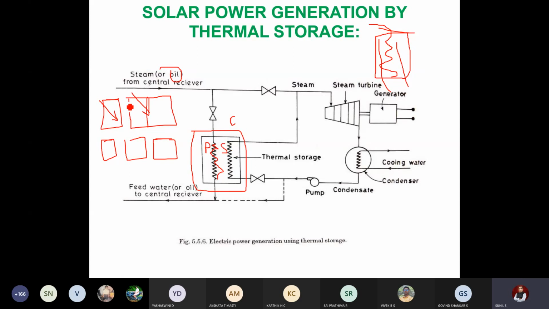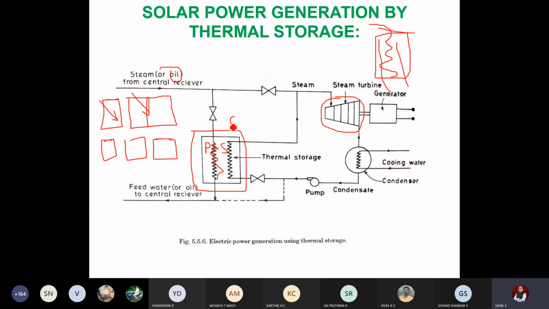So in the solar panel, heat will be absorbed by the oil. That heat will be given to the butanol, or whatever alcohol, the low boiling point fluid that is used. That forms steam, and that steam will be passed through a steam turbine. The steam expands in the steam turbine, and electricity will be generated with the help of a generator.